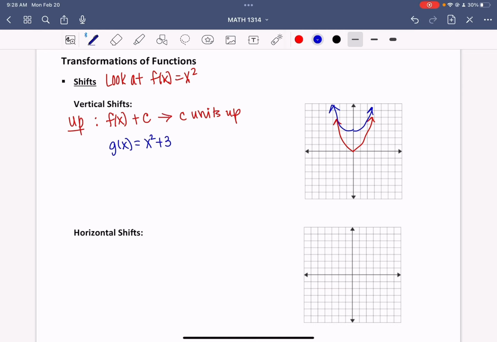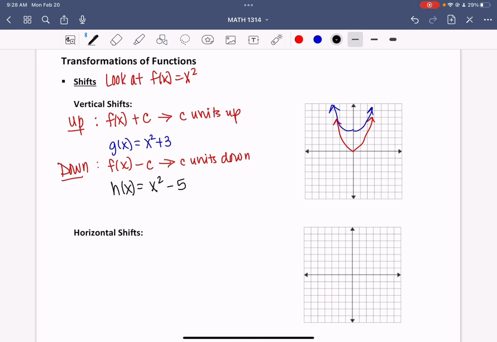Now let's do another example using the same thing. What happens when I subtract? If I take my f of x function and subtract c, that's going to move c units down. So this is your vertical shift down. I could take another equation, say h of x equal to x squared minus 5. Again, it's going to take your parent function that's red and move every single point down.